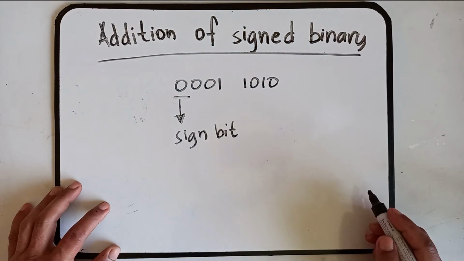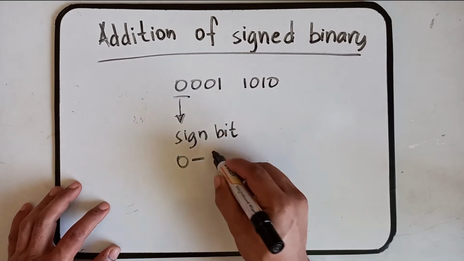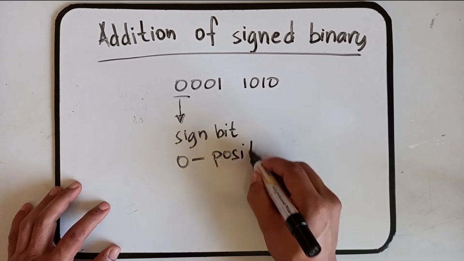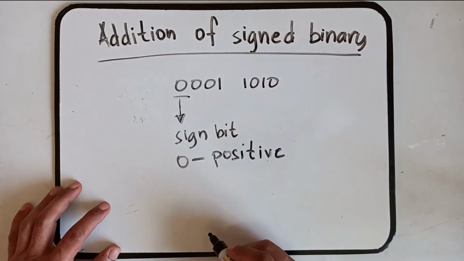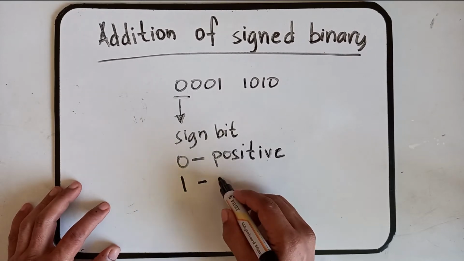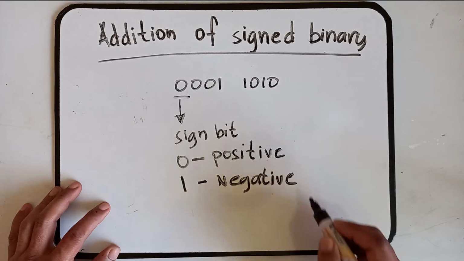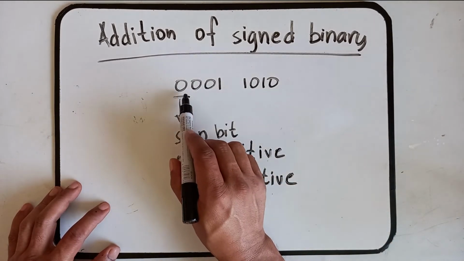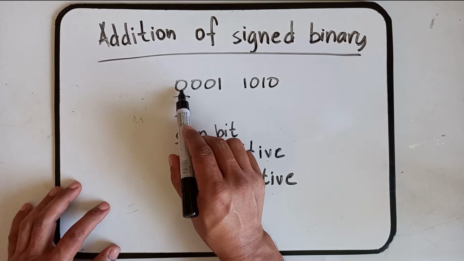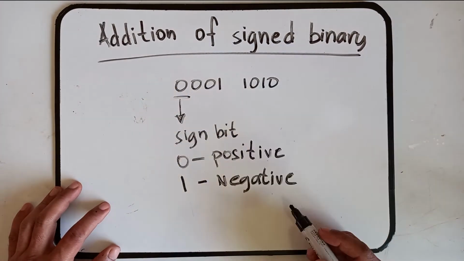The sign bit is the bit that contains the sign of a given binary number. If the sign bit contains 0, this means our binary is positive. If the sign bit contains 1, then it indicates that our binary is negative. So in this example, we have a 0 bit for our sign bit, so this means that this number is positive.